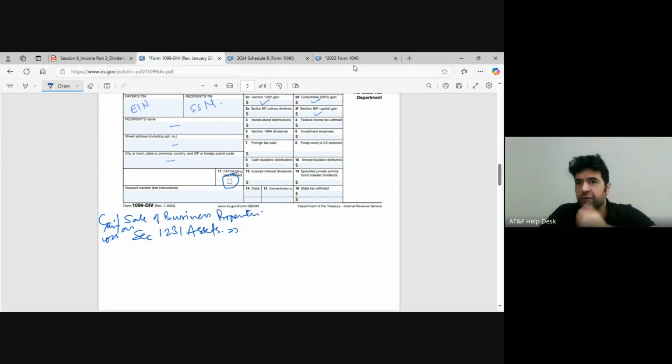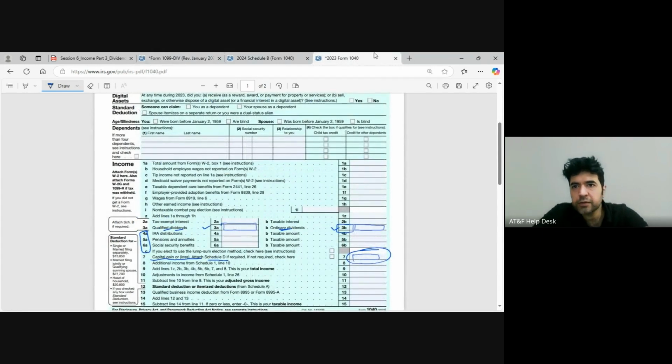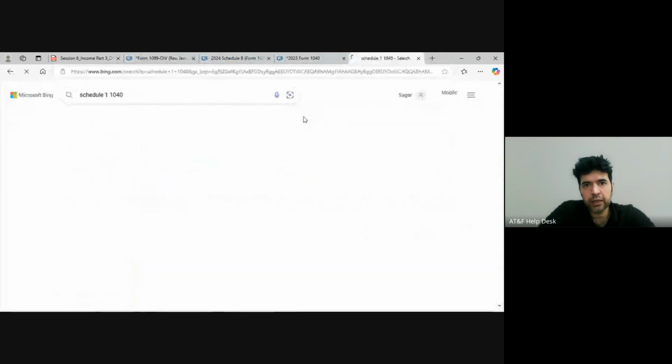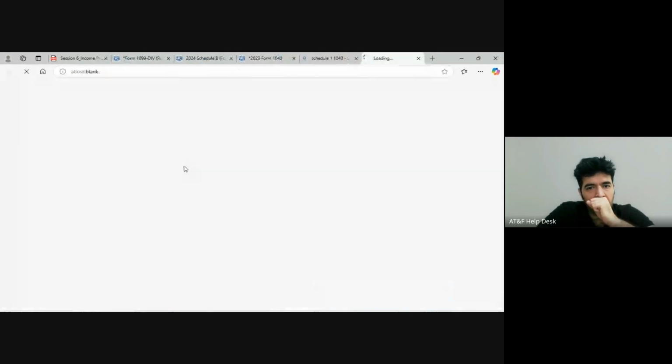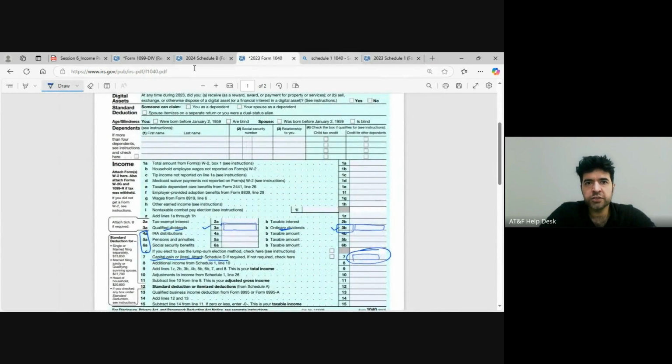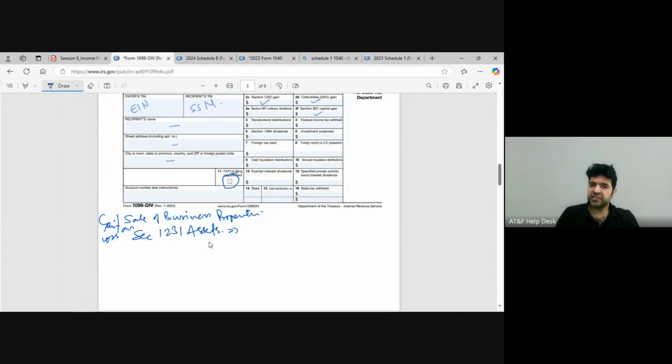Okay, so if you see on schedule 1 of 1040, we will be covering this on this other gains. So form 4797 is required for that. Okay. So we will be covering it when we will be using this form 4797. But as for now, just for a gist, section 1231 asset are required for gain or loss on sale of business property.